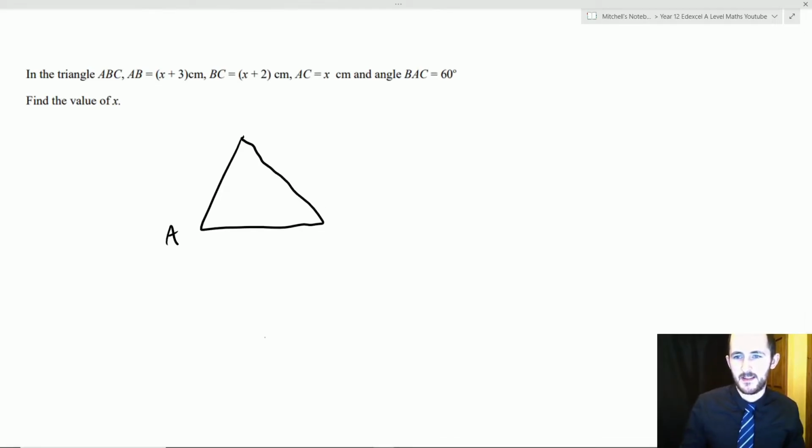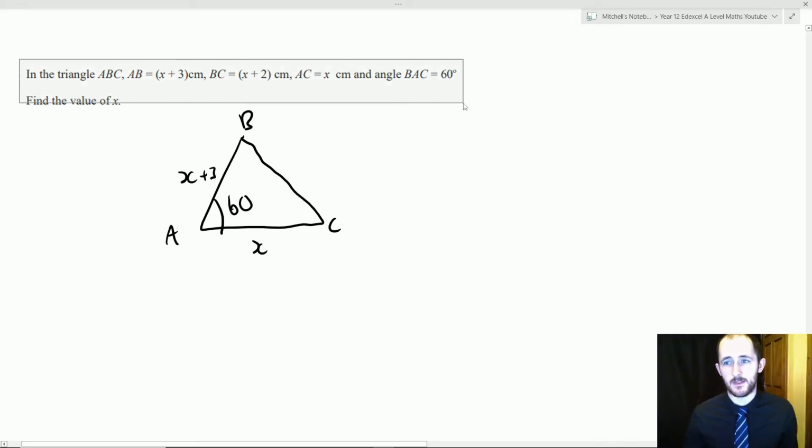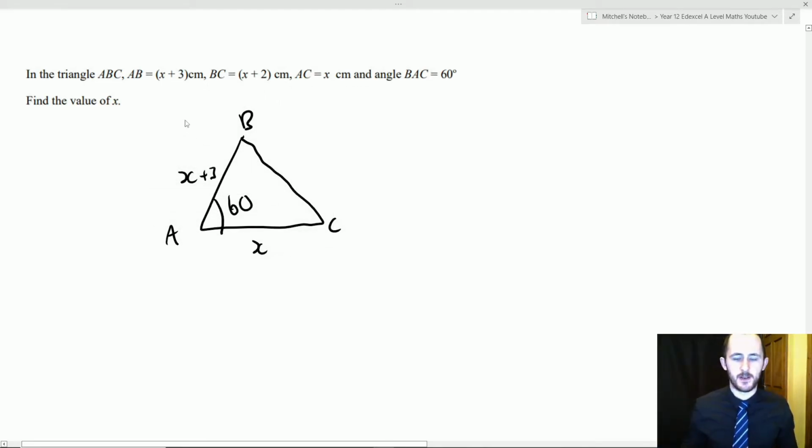So, A, B, C. AB is x plus 3. AC is x. And the angle between them is 60 degrees. Work out the value of x. Okay, so again, I said this is pretty tricky. It's not that bad. But the problem I find with students sometimes is they look at something like this and they panic and they shut down. Now think about it. Just use the cosine rule. Well done. That's exactly what you do.